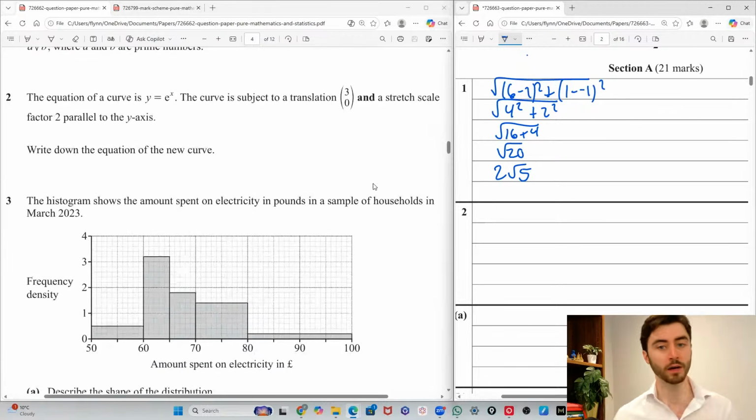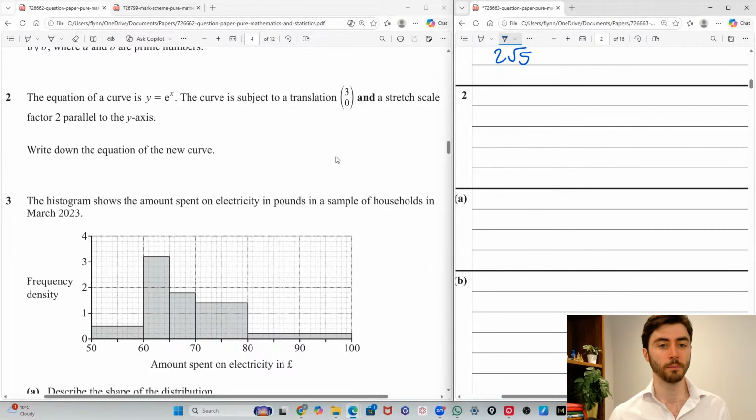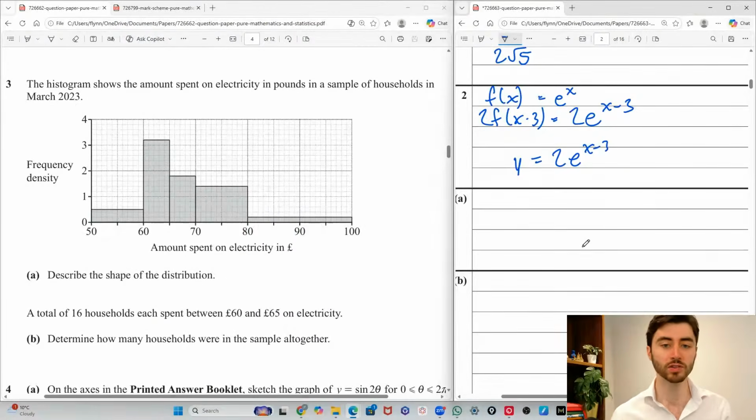Sweet. Question 2. The equation of a curve is this. We have a translation. So we have f of x basically is e to the x. This translation of 3 units to the right would make it f of x minus 3. And a stretch of scale factor 2 in the y-axis is 2f of that. So it would be 2 e to the x minus 3. Great. So it is just y equals 2 e to the x minus 3. Final answer. Question 3. Describe the shape of this distribution.